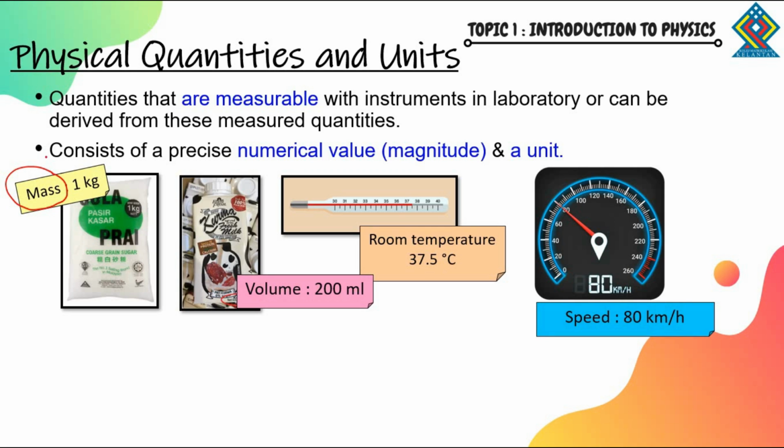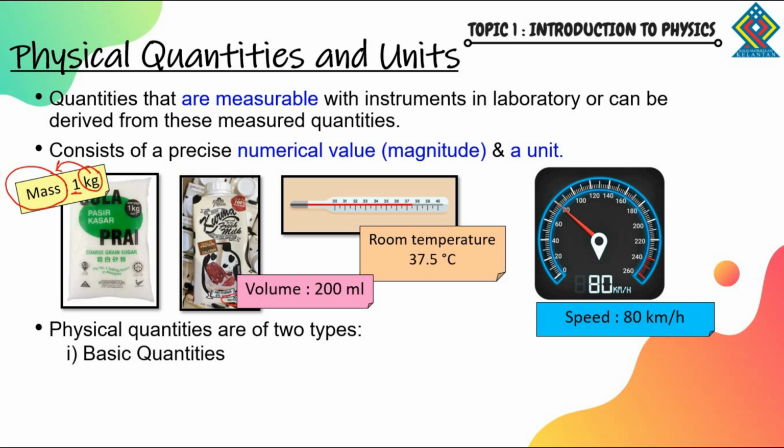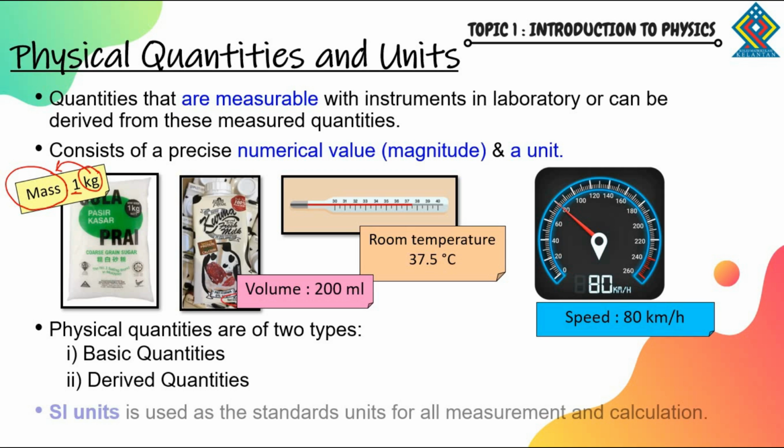So how do you write the physical quantities? This is the numerical value with the unit. The unit will indicate what physical quantity you want to present. Okay, so there are other examples. Physical quantities are divided into two groups, which are basic quantities and derived quantities. And the standard units for our level is SI units. So SI unit is used as the standard unit for all measurement and calculation.